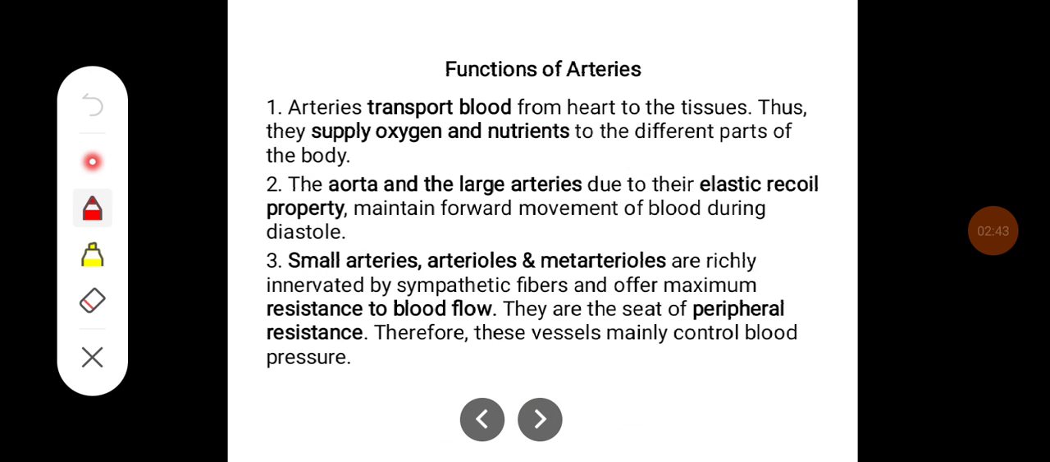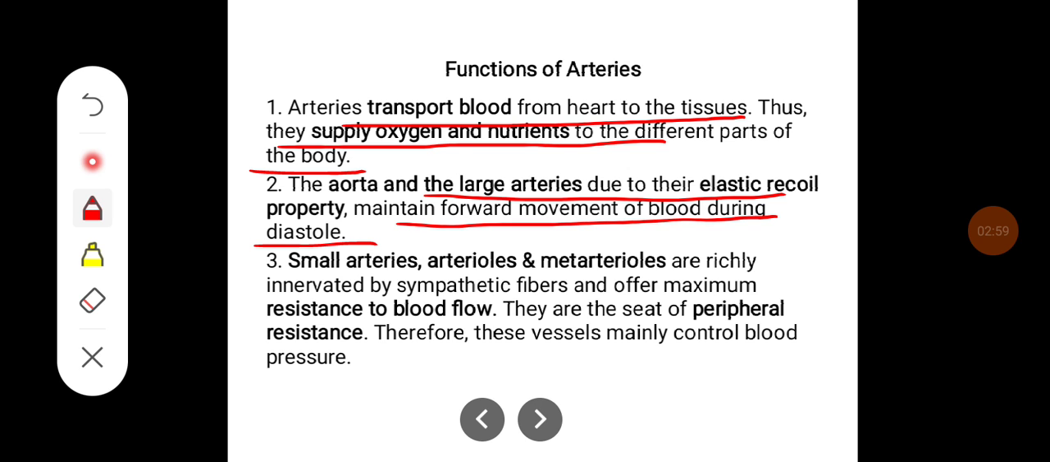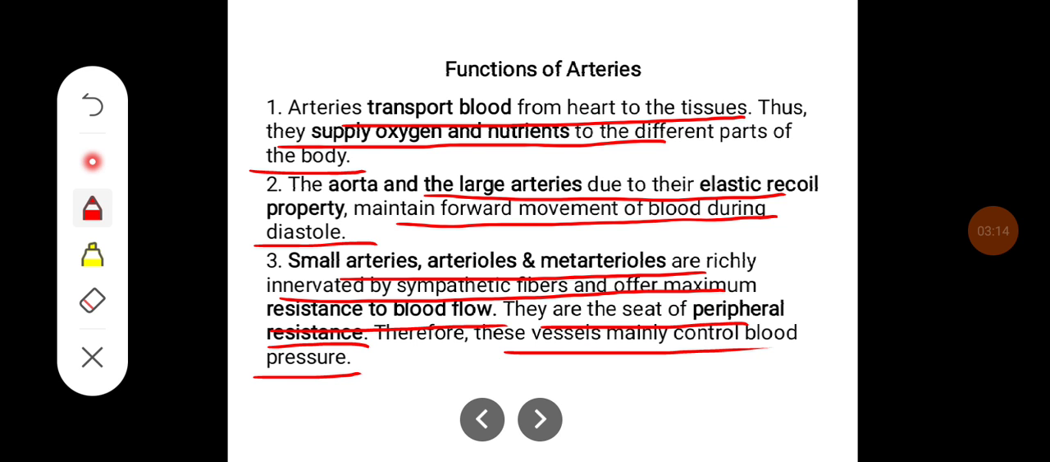Functions of these arteries. Arteries transport blood from the heart to the tissues. Thus, they supply oxygen and nutrients to the different parts of the body. The aorta and large arteries, due to the elastic recoil property, maintain forward movement of blood during diastole. Small arteries, arterioles, and meta-arterioles are richly innervated by sympathetic fibers and offer maximum resistance to blood flow. They are the seat of peripheral resistance. Therefore, these vessels mainly control blood pressure.